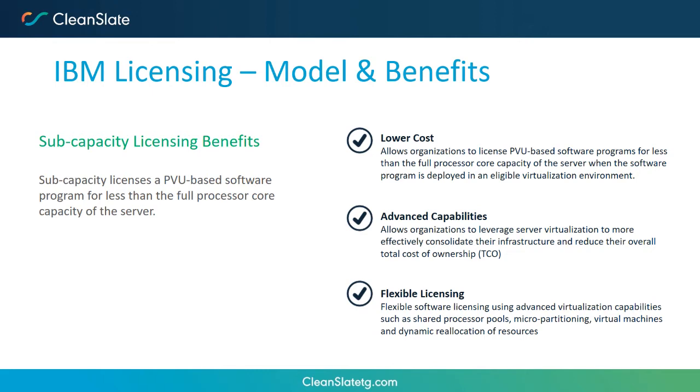So we obviously have covered the main benefit of subcapacity licensing, the lower cost. That's the big one. But there are two other benefits, or advanced capabilities. Utilizing subcap allows an organization to leverage server virtualization to more effectively consolidate infrastructure and reduce the overall TCO, or total cost of ownership. And it allows a flexible licensing model where software licensing using advanced virtualization capabilities can share processor pools, micro-partitioning, virtual machines, and dynamic reallocation of resources.